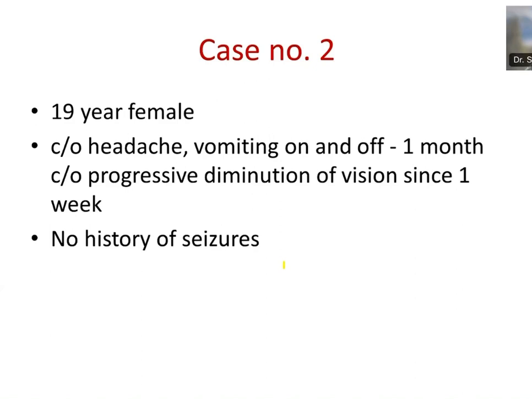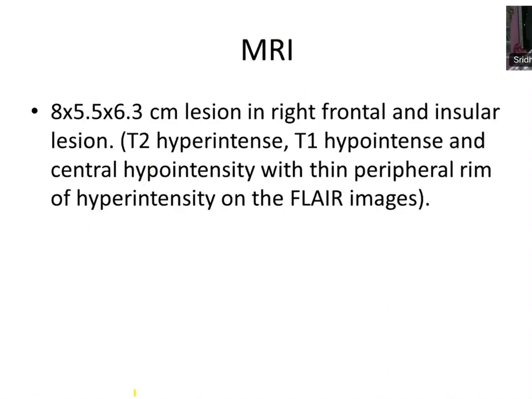So what does it tell you? Sir, as compared to the previous one, again a young adult, shorter history, with acute history, and raised intracranial pressure, that's what headache and vomiting tell you. Yes. Progressive diminution of vision is also a feature of it. So something is probably fast growing. Yes. So this is the radiological findings.